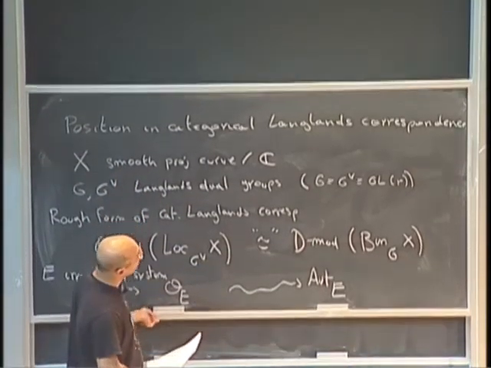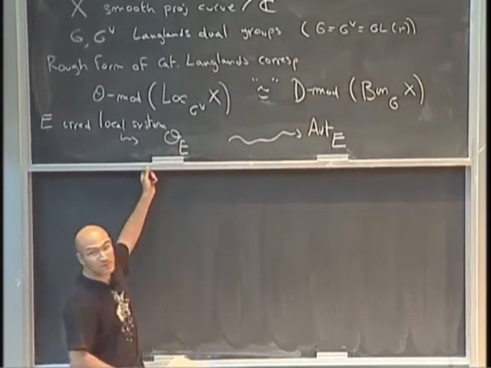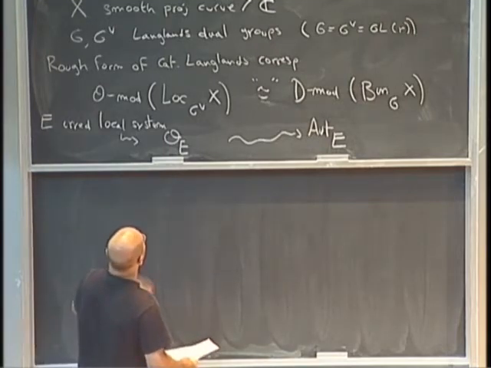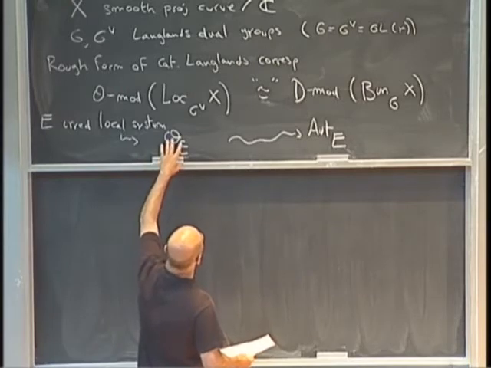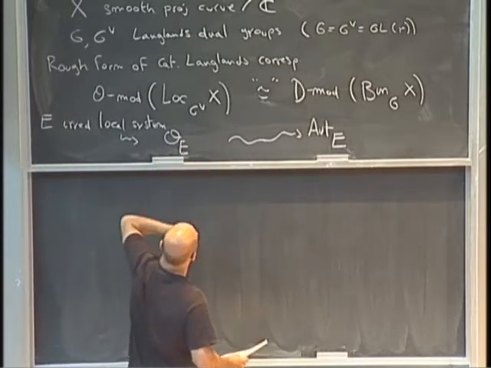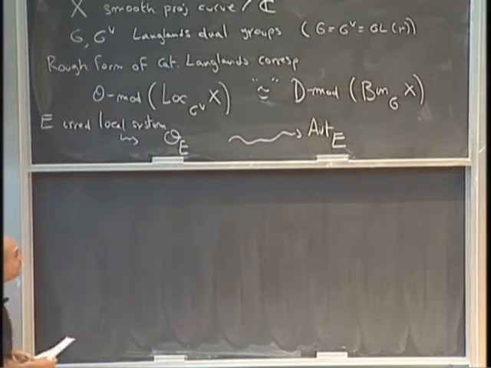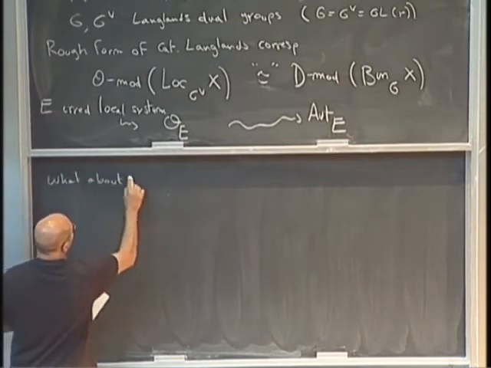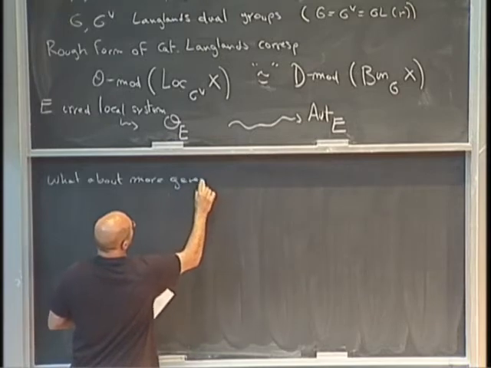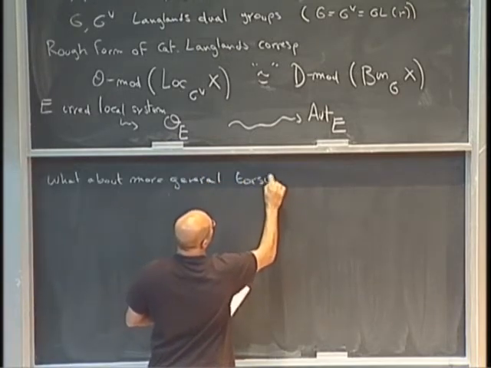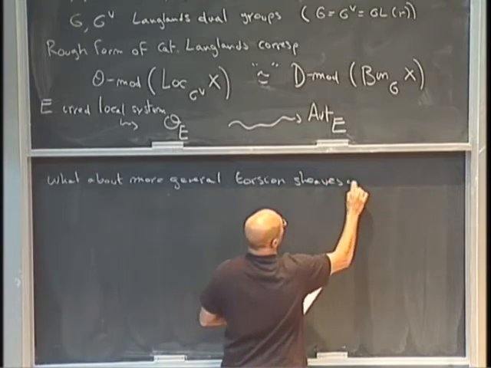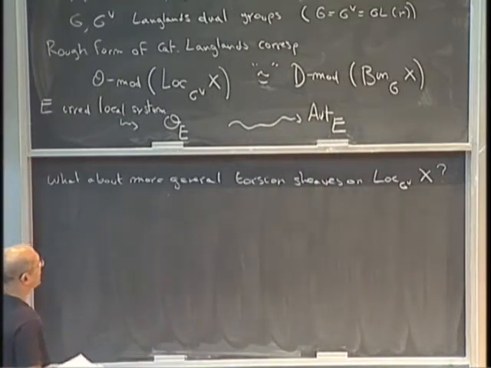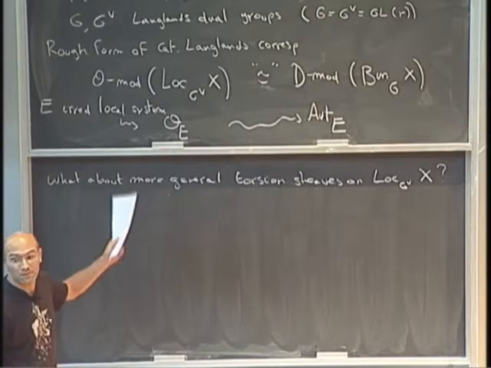So you can also ask what happens when you take a reducible local system rather than an irreducible local system. Or you can ask about skyscraper sheaves supported on singular points. That's the same thing. Or you can also ask about more general skyscraper, more general torsion sheaves. So a natural question is, what about more general torsion sheaves on Loc_G-check of X? And so the most singular point corresponds to the trivial local system.